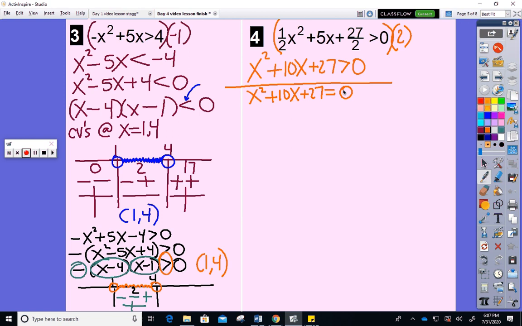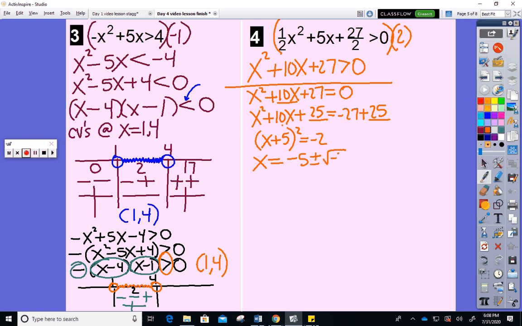Well, your best bet, because 10x is even, is to complete the square. That's always going to be your fastest strategy. I just have to convince you of that, because right now you're probably all about the quadratic formula. Completing the square is faster. So half of 10 is 5, and I'm going to put that 5 here. And 5 squared is 25, and that's what I'm going to balance the equation with, and that gives you negative 2. Well, guys, that means x is going to equal negative 5 plus or minus the square root of negative 2, or negative 5 plus or minus the square root of 2i.